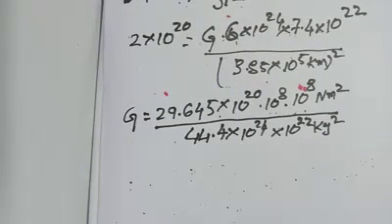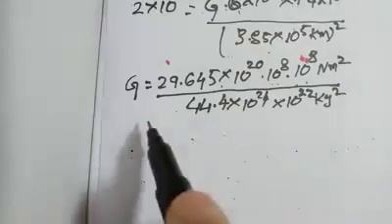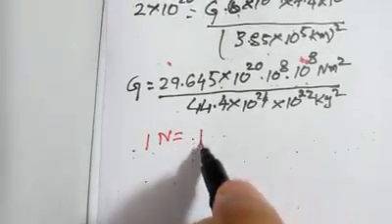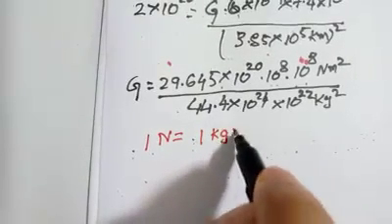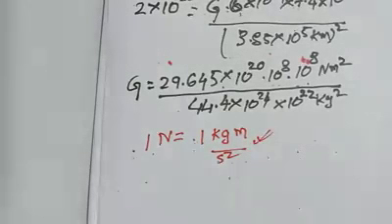Now I will show you how this would turn into, because again there is a small unit conversion which we just need to note very importantly. Now we know that 1 Newton equals 1 kilogram meter per second squared. This we already know, right?